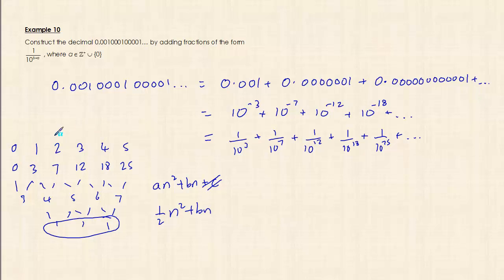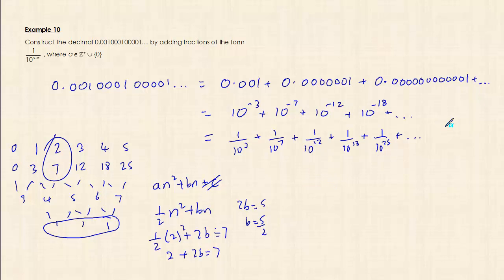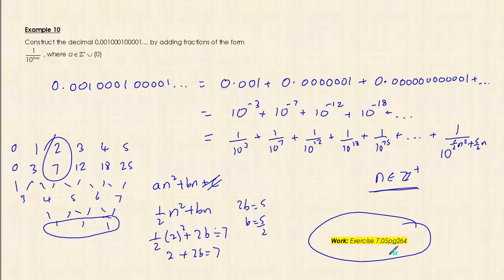Let's just use another value from the table. Let's use this one. So we would need a half of 2 squared plus 2b is equal to 7. So 2 squared is 4, half that's 2 plus 2b is 7, gives us 2b is equal to 5, so b is 5 over 2. So the general formula for these fractions would be 1 over 10 to the power of 1/2 n squared plus 5 over 2 n, where of course n is a positive integer, and we can now do this exercise 7.05 on page 264.